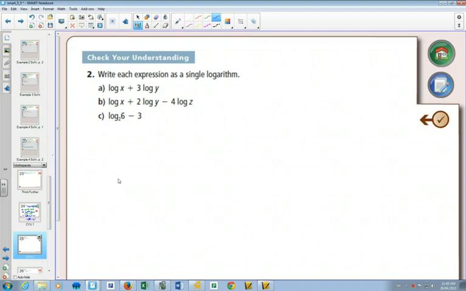Now we're going to basically do the same thing. Here it says write as a single logarithm. In part A, we see two things happening. We see a log plus a log. We also see a number out in front of the log.